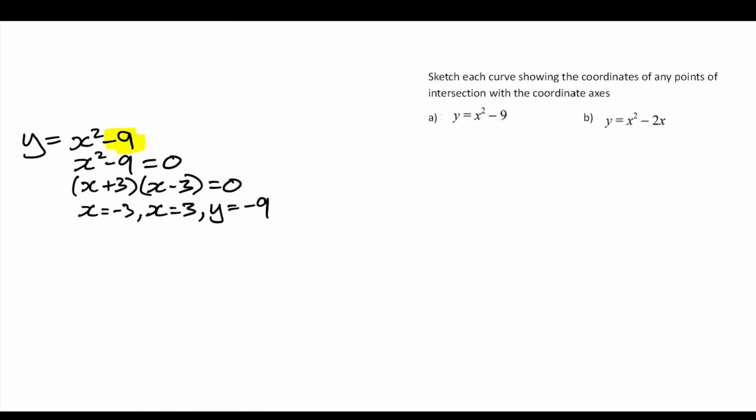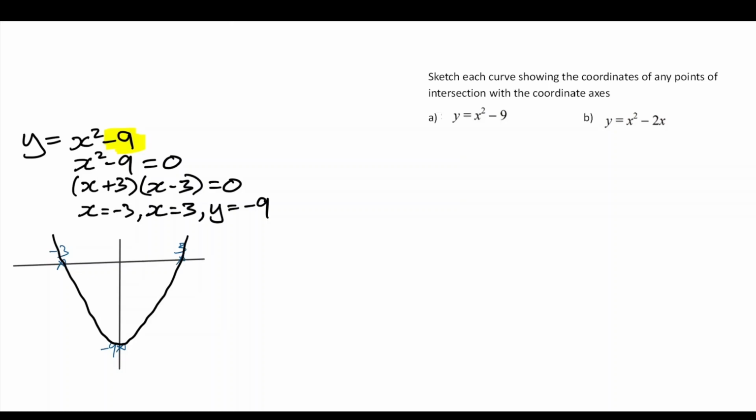Now that we have these three, we just need the correct segment of the coordinate grid and we can plot. So 3, negative 3, negative 9. This is a positive quadratic. We can sketch through there. If we weren't sure from the position of these 3 points, we can always look back to the quadratic, and since the coefficient of x squared is positive, we know this will be a positive quadratic.